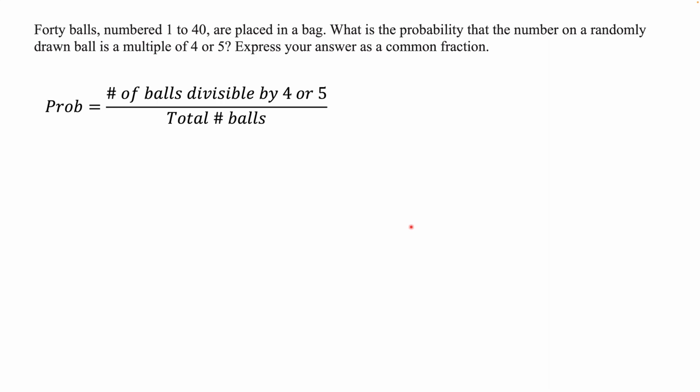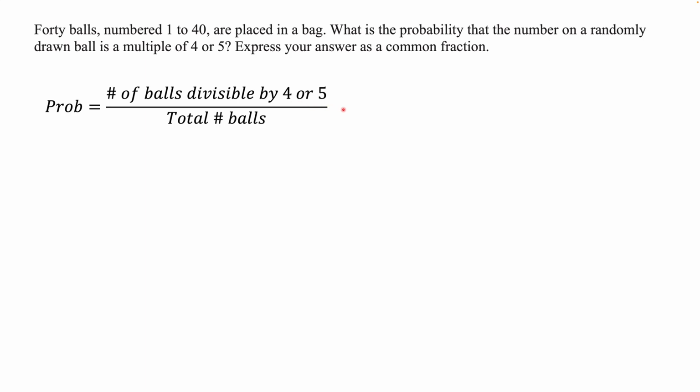So in this case, the probability of this event is actually the number of balls that have a number divisible by 4 or 5 divided by the total number of balls. So the total number of balls is 40, we said that, but now we need to calculate what the numerator is. What is the number of balls divisible by 4 or 5?